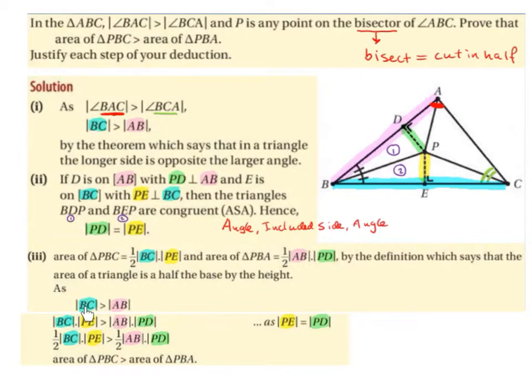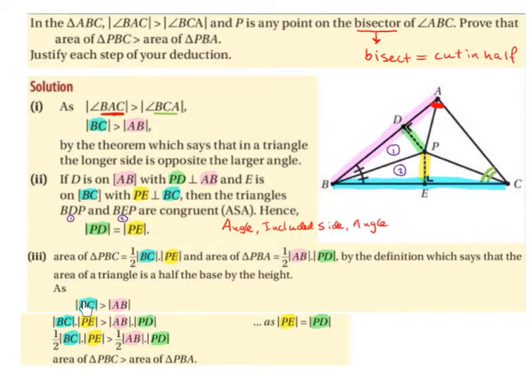As BC is greater than AB, and we proved that at the very start because of the theorem which says that in a triangle the longer side is opposite the larger angle, then BC multiplied by PE must be greater than AB multiplied by PD, because remember PE and PD are equal. So we proved that up here.